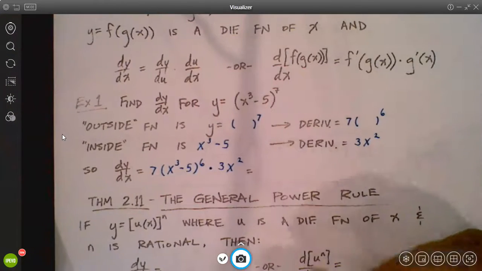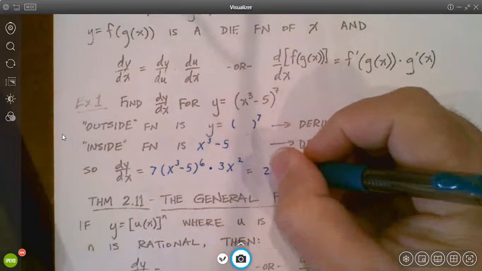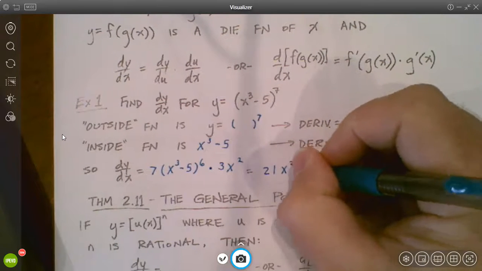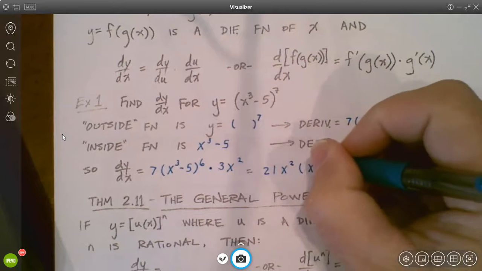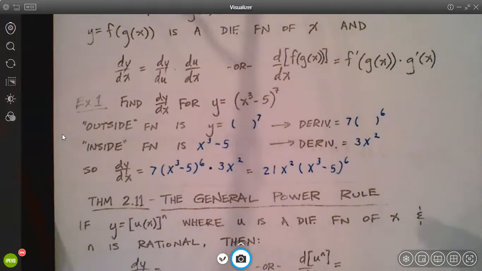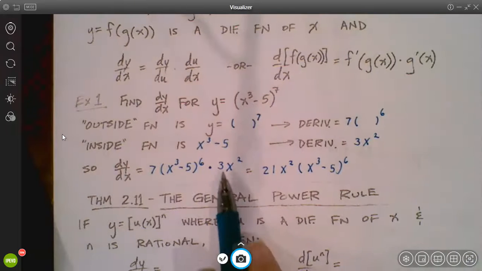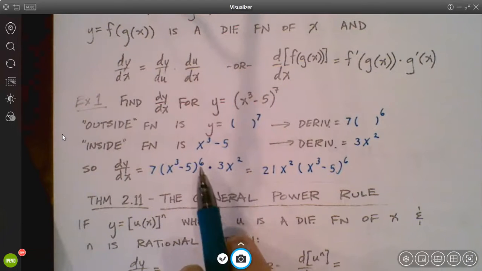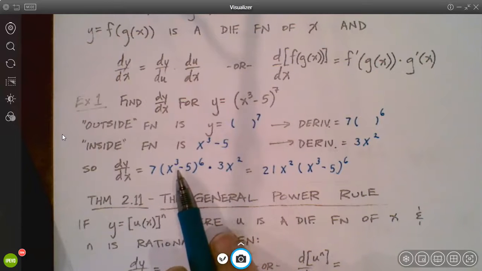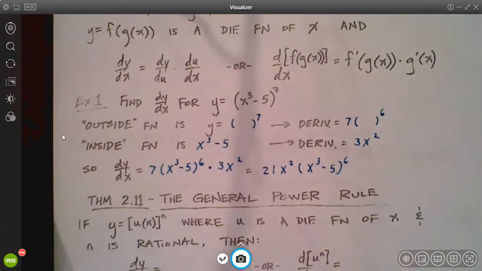And then we want to simplify whatever we can. Let's bring these two terms together. So 21x squared, and then x cubed minus 5 to the 6th. Okay, so that's what it all looks like when you put it all together. And really the only new part of that is him, right? We've already done this idea of the power rule. It's just now considering if you have an inside function, we're going to have to multiply by his derivative as well, right? It's got to be part of it.